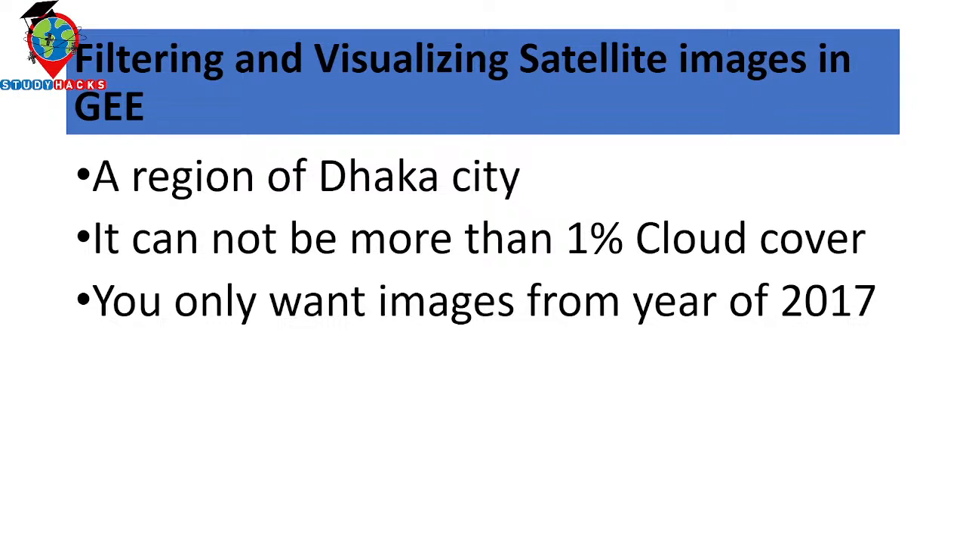When you filter any image collection, it basically depends on three factors. The first factor is your region of interest. The second factor is filtering the image metadata. Suppose you need the image only for less than 1% cloud cover. And the third factor is a specific time period. Using these three factors, we always filter our image collection.